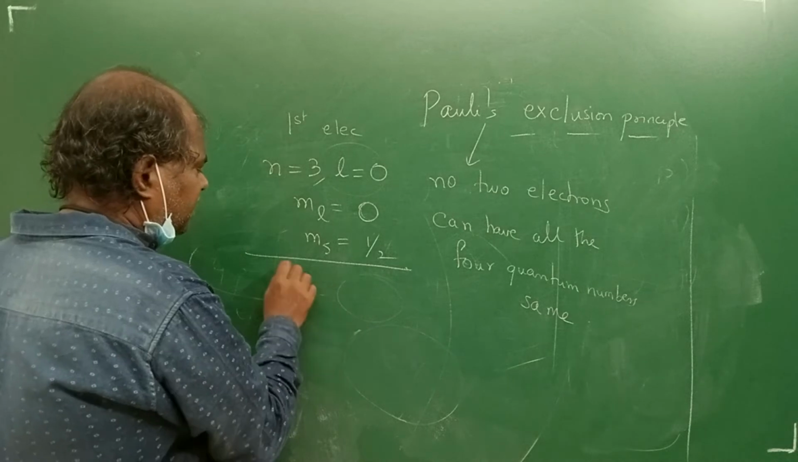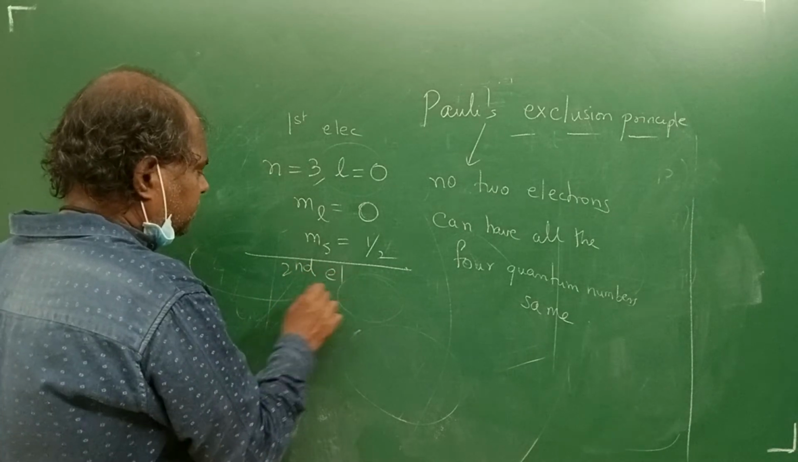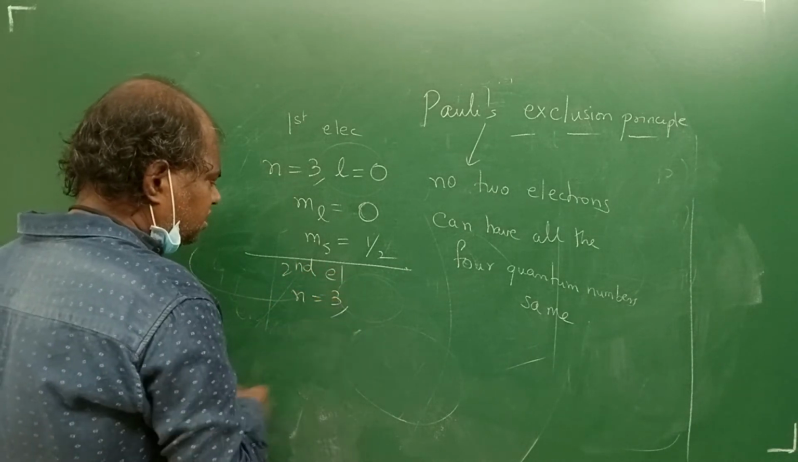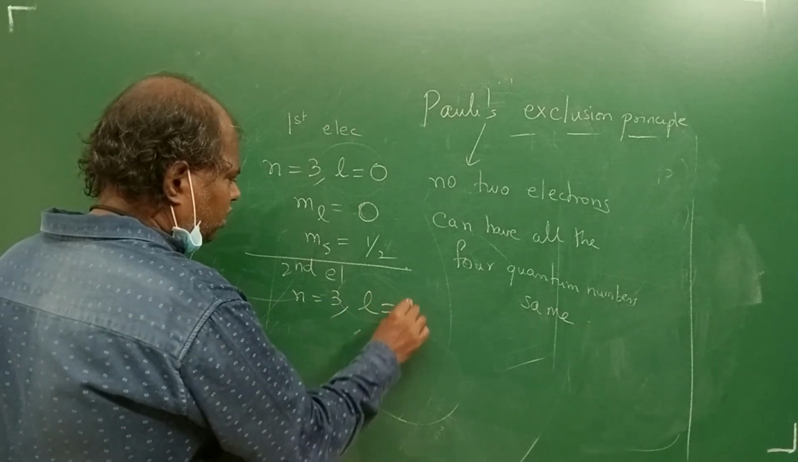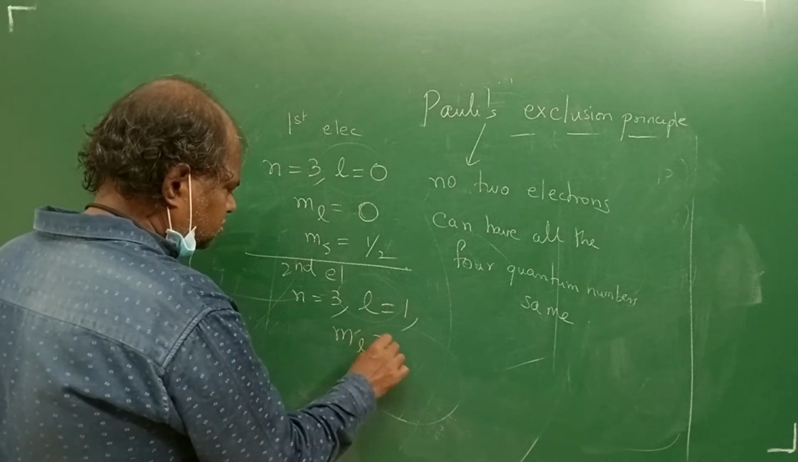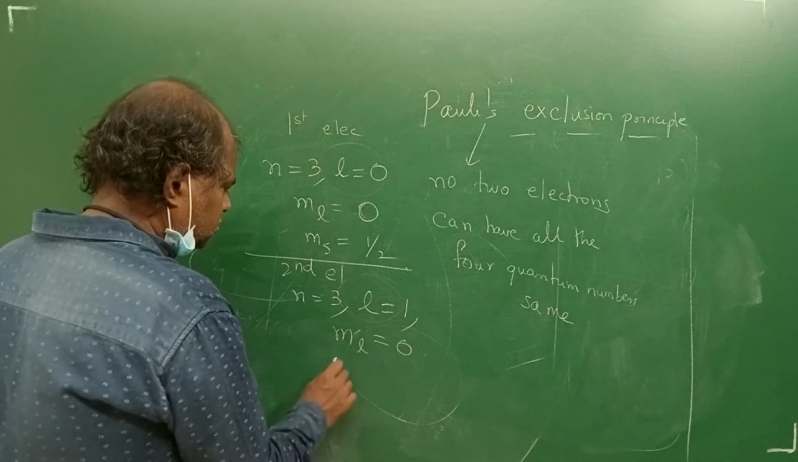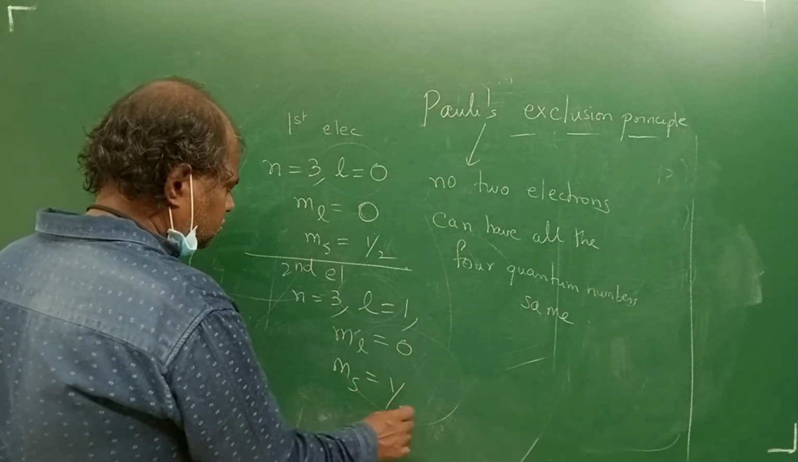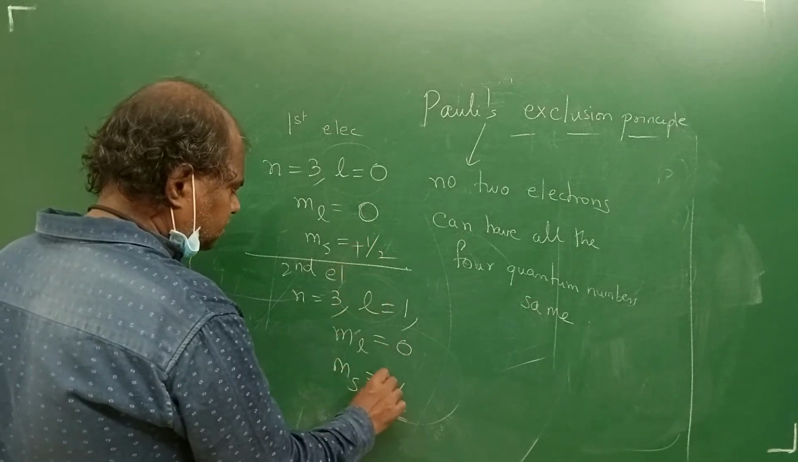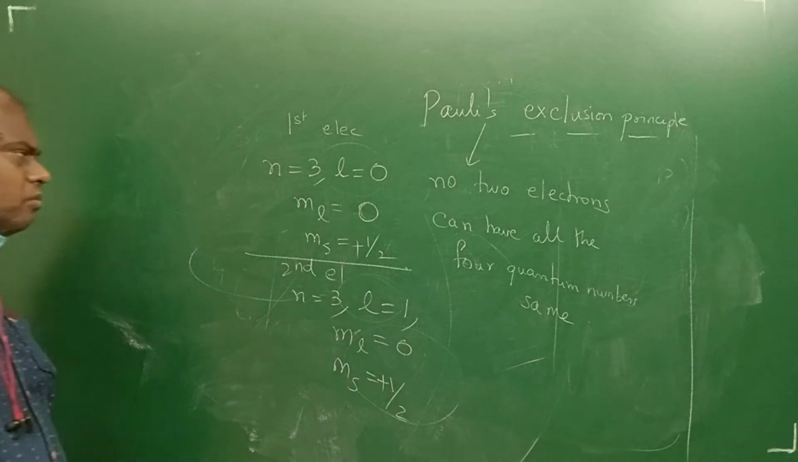And now I'm writing for the second electron. For the second electron, I write n is equal to 3, L is equal to 1. Remember, both are plus half. Both are plus half, right?